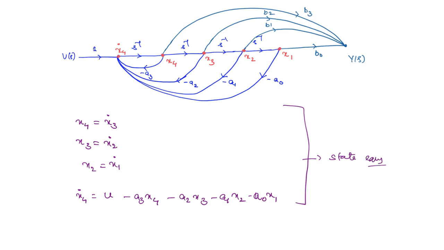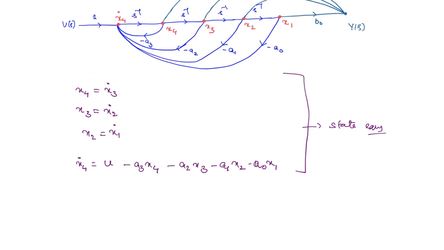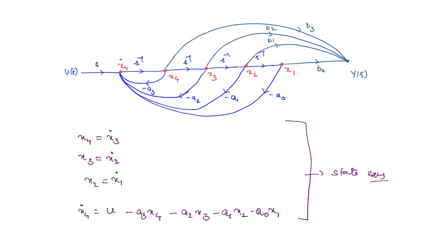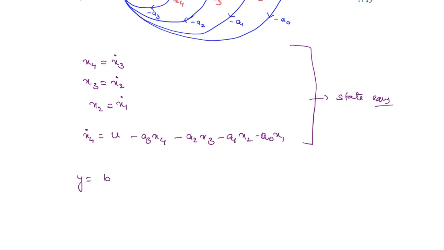What is left out? The output equation. Output equation, y is equal to, from x1 you have b0 gain coming, from x2 b1, x3 b2, x4 b3. So y you can write as b0 x1 plus b1 x2 plus b2 x3 plus b3 x4.